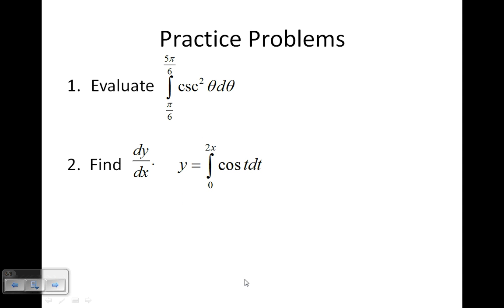Okay, I hope all that was pretty clear. Here's some practice problems. I would suggest you go ahead and hit the pause and work these two out, and when you think you have them, hit play, and I have one more slide showing the answers. Go ahead and pause.